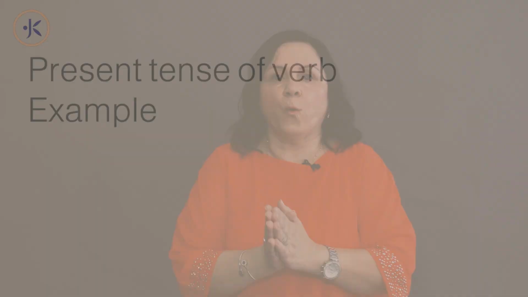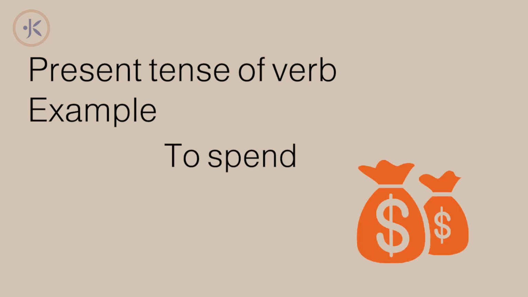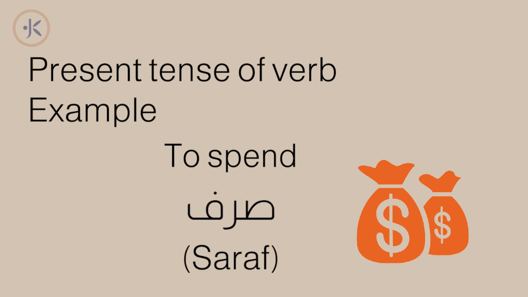After a few verbs, I will give you some examples. Now, what about to spend? To spend is صرف. Again, two A's. The first A will go, the second will become OU, and it will become صرف.